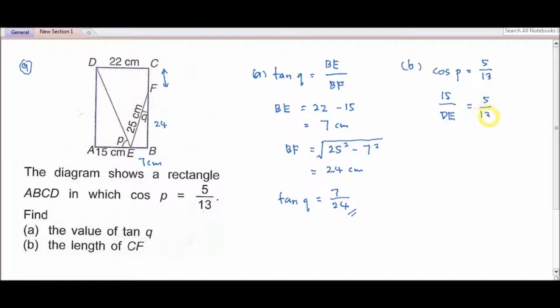5 over 13, or you can use a cross multiplication method. 15 multiplied by 13 is equal to 5 DE, right? So DE is equal to 15 multiplied by 13 divided by 5. You get 39. We check by the calculator. Yes, 39. So here you have 39.